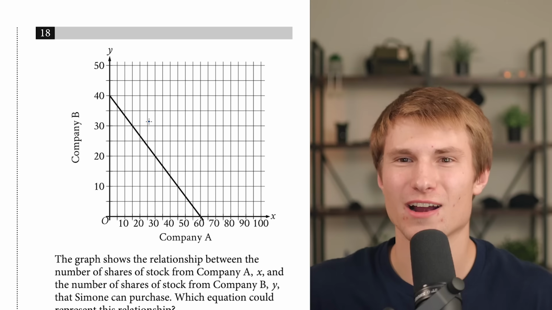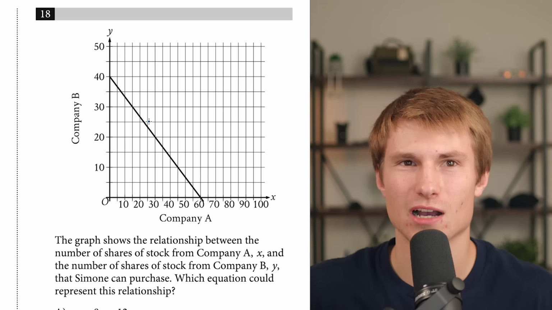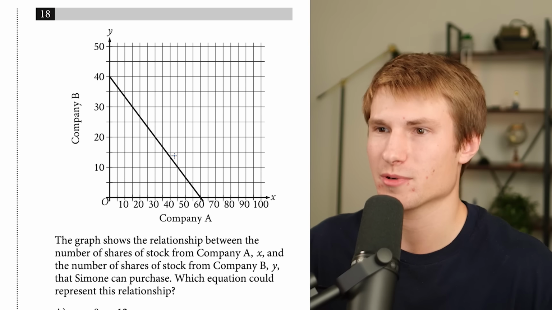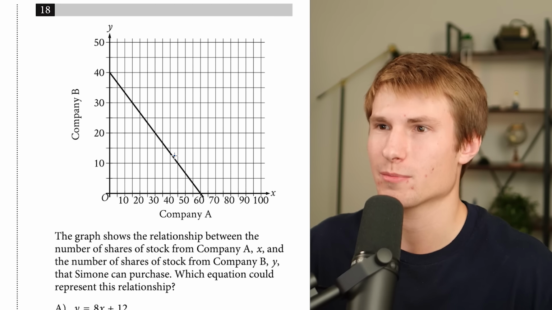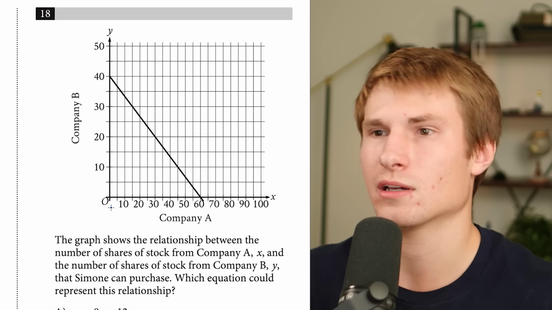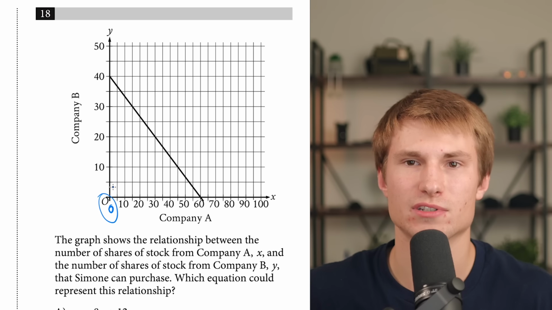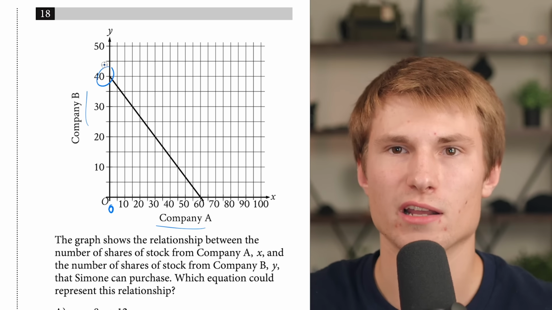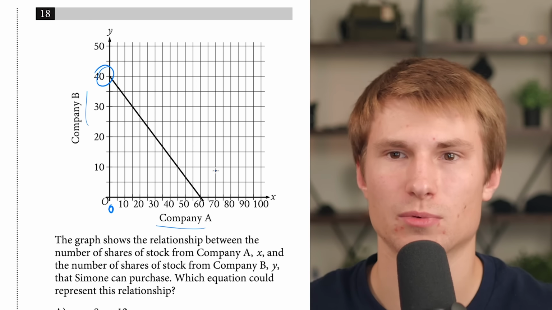We've got, the graph shows the relationship between the number of shares of stock from company A, which is represented by x, and the number of shares of stock from company B, which is represented by y, that Simone can purchase. Which equation can represent this relationship? All right, once again, the key thing I'm going to take a look at is my axes. Always make sure I've got 0, 0. Otherwise, I need to make note of that. In this case, we've got company B, company A. I see the y-intercept is right around 40. I see we have a negative slope. Okay, let's go ahead and move on.